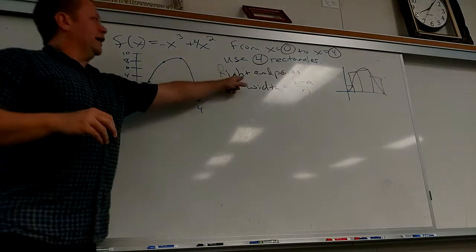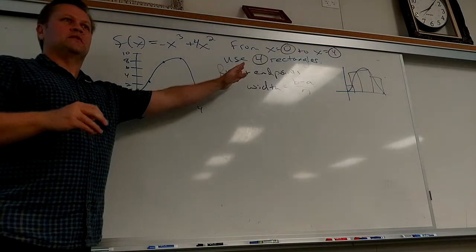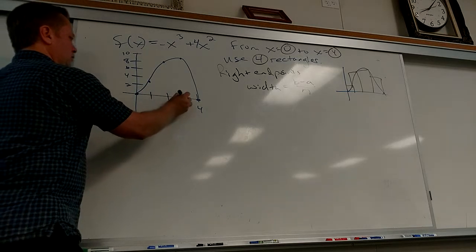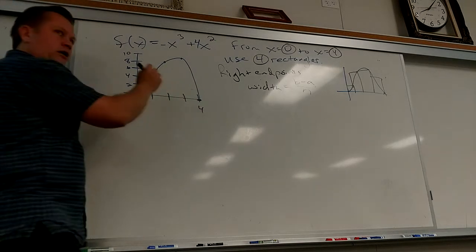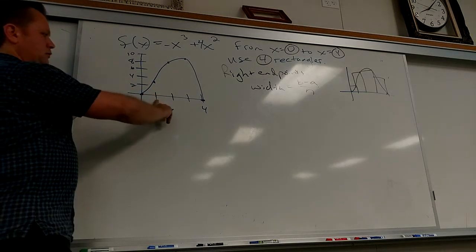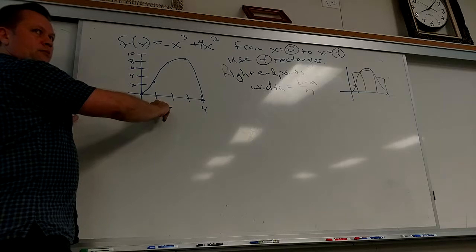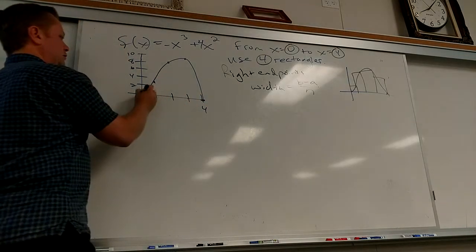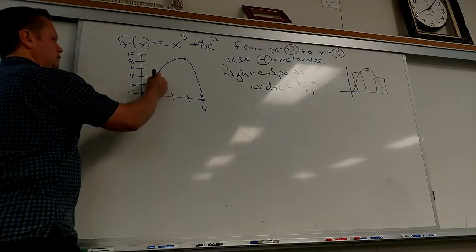So if I'm using right endpoints, I'm going to have a rectangle from 0 to 1, one from 1 to 2, from 2 to 3, and the last one is going to be from 3 to 4. But how tall that first one is going to be is based on its right endpoint. So let's just look at this first rectangle. It's going to be this tall.